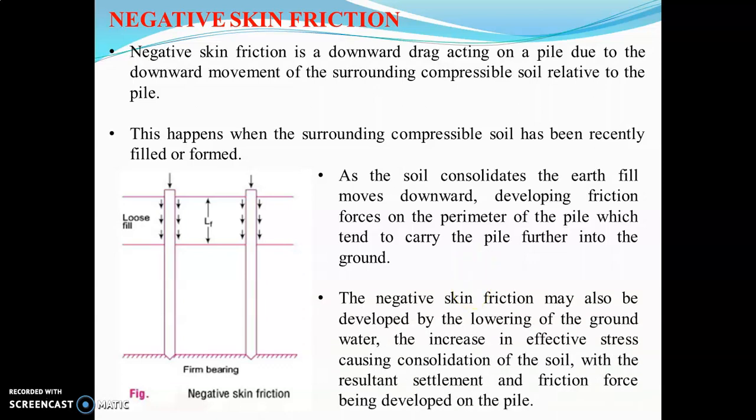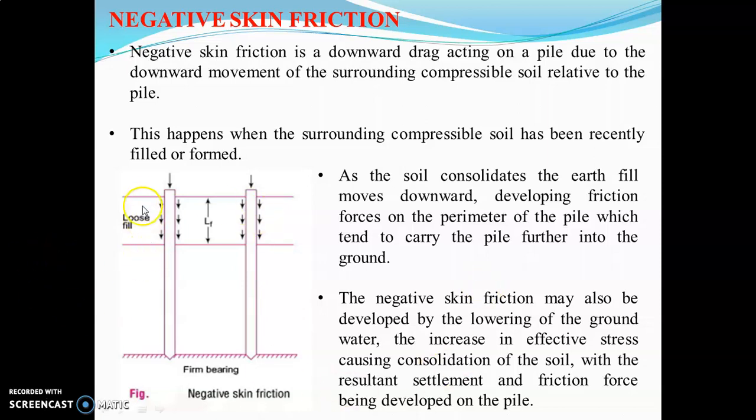The negative skin friction may also be developed by the lowering of the groundwater, the increase in effective stress causing consolidation of the soil, with the resultant settlement and friction force being developed on the pile. It is also developed due to the lowering of the groundwater, thereby increasing the effective stress, which causes the consolidation of the soil. It is mainly due to the downward movement of surrounding compressible soil relative to the pile.